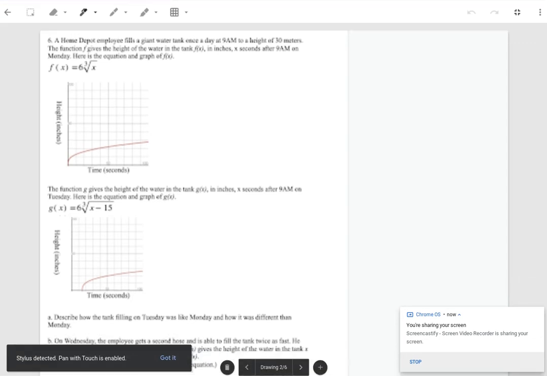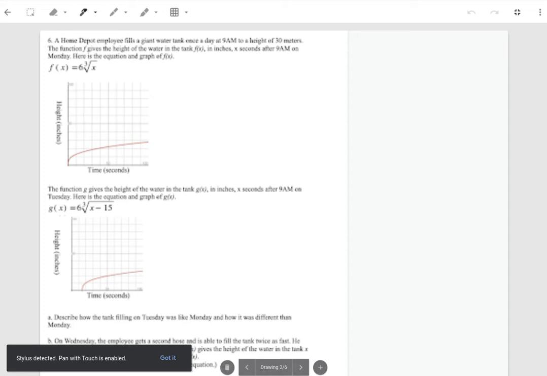All right, number 6 on the study guide. A Home Depot employee fills a giant water tank once a day at 9 a.m. to a height of 30 meters. The function f gives the height of the water in the tank, f of x in inches, x seconds after 9 a.m. on Monday. Here is the equation and the graph of f of x.